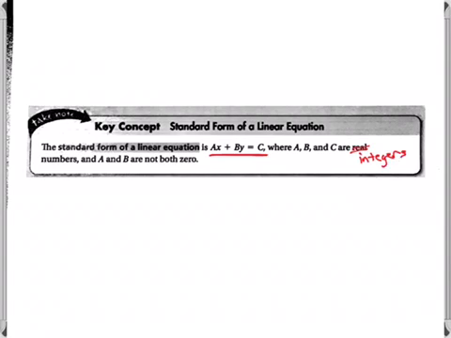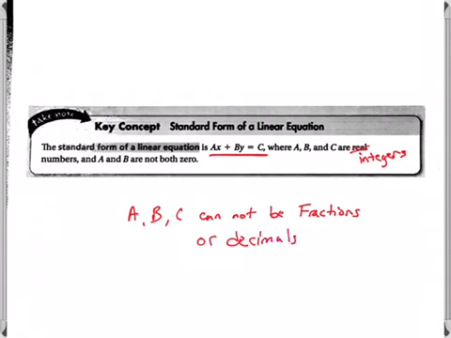Okay, and so what this means is that your a, b, and c values cannot be fractions or decimals. All right, so a, b, and c cannot be fractions or decimals. And so our standard form equation is ax plus by equals c. So a and b are your non-fraction, non-decimal numbers, as well as c, and x and y are on the same side of the equation.